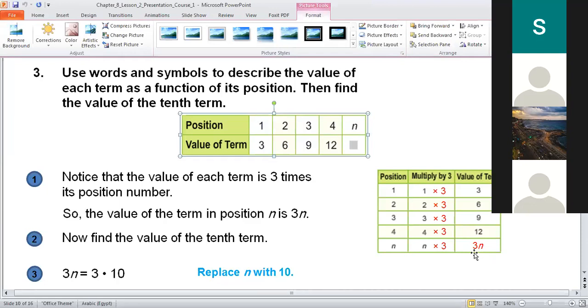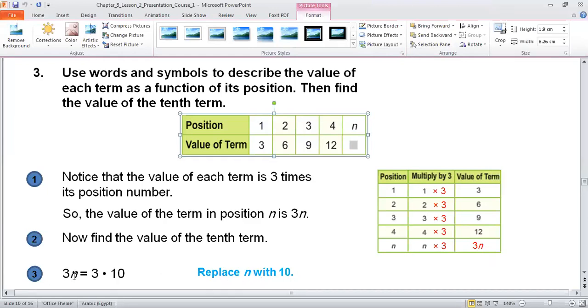Okay? I need someone to tell me, because he needs the 10th term, if I put n equal 10, so 3n means 3 times 10. Equals 30. Excellent, equal 30. Okay? Another example, and after that you can start to solve.